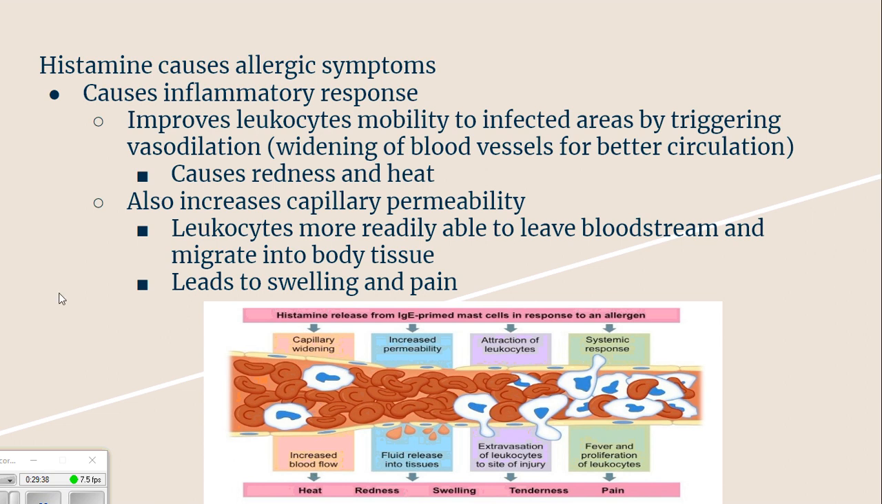So it'll help improve leukocyte or lymphocyte mobility to infected areas by triggering vasodilation. So what histamine will also do is cause your blood vessels in that localized area to widen for better circulation, but it'll also help increase capillary permeability. So it'll increase the leakiness, I guess, of those blood vessels as well.